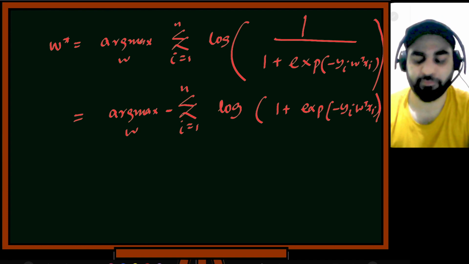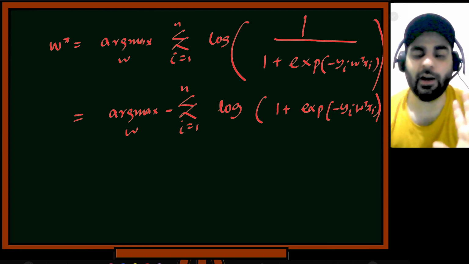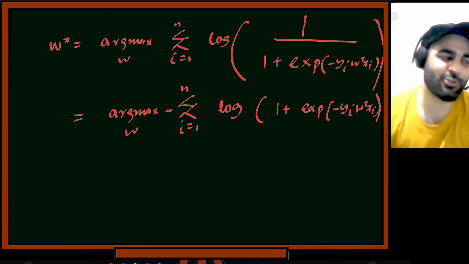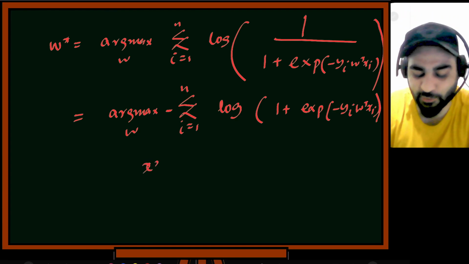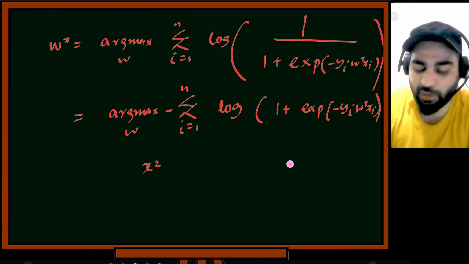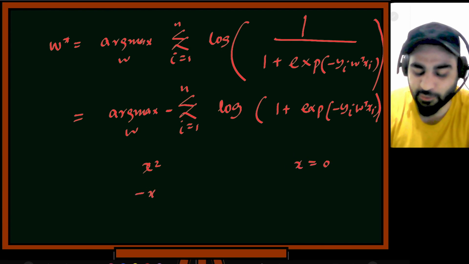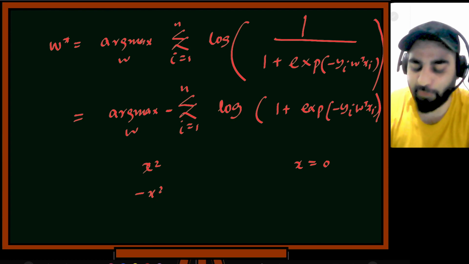Yes, sir. Okay. Now I showed you one more thing, unintentionally. I said if we have a function x square, then for x square, minima exists at x is equal to 0. So if I had minus x square, now the maxima is at x equal to 0.